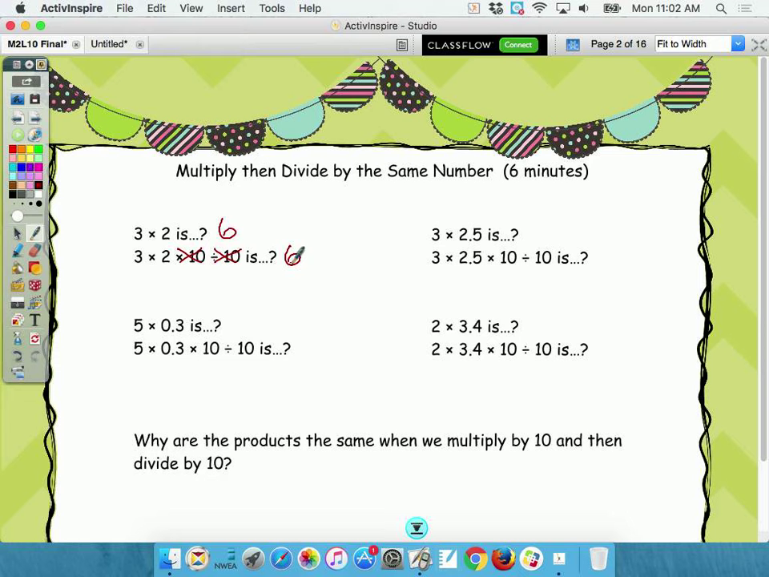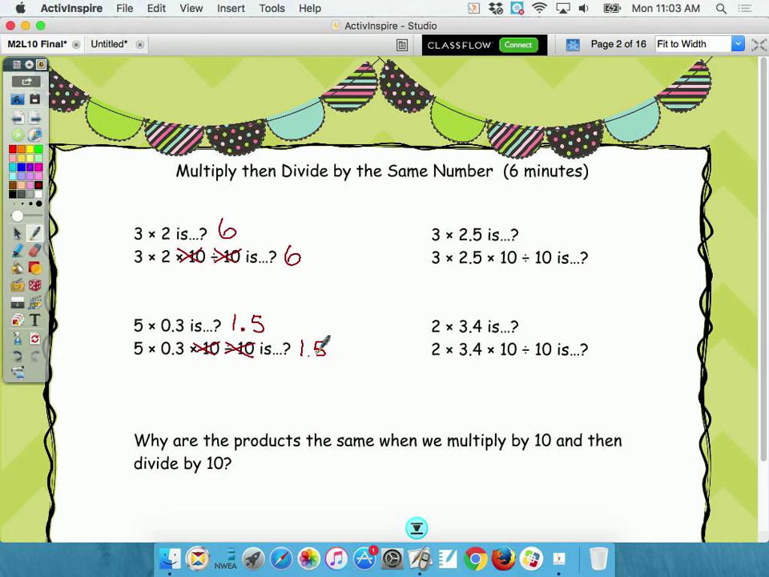Let's go down. 5 times 3 tenths. 15 tenths. How do I write that? 1 decimal 5. Good. And then 15 tenths times 10 divided by 10. What do I have? 1.5. Okay, so these two operations cancel each other out. It's like nothing. Okay? If I take any number, multiply it and divide it by itself, it's going to end up as being nothing.